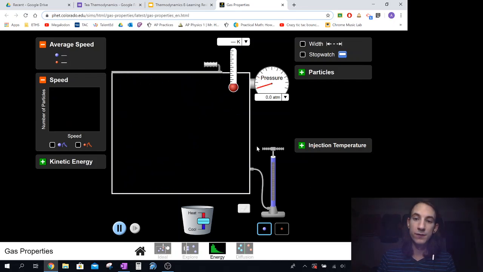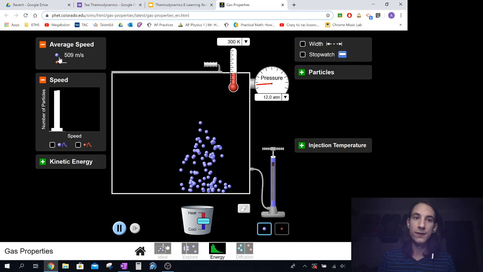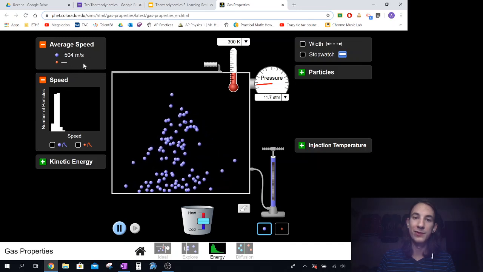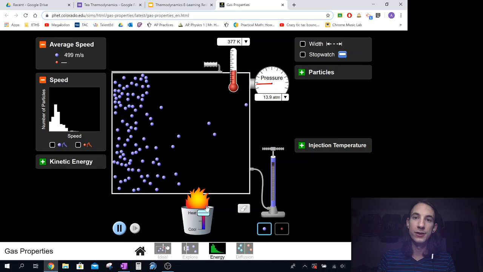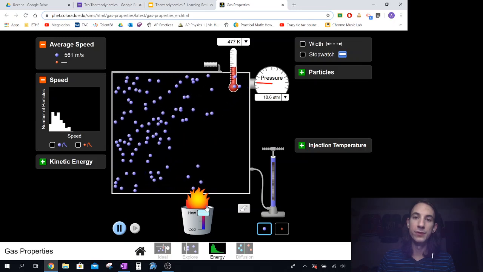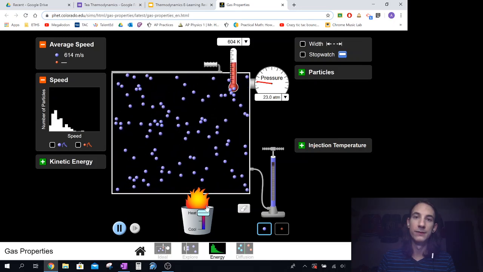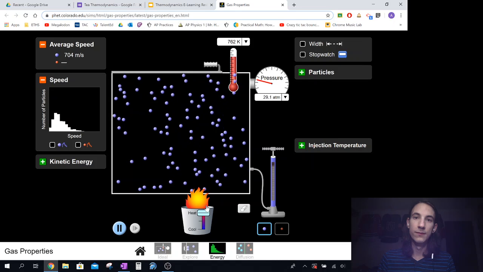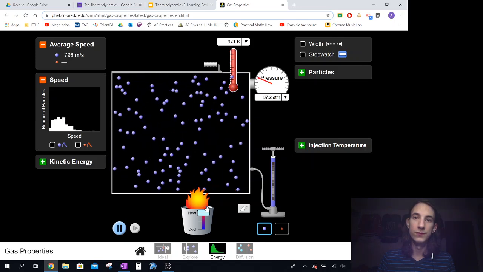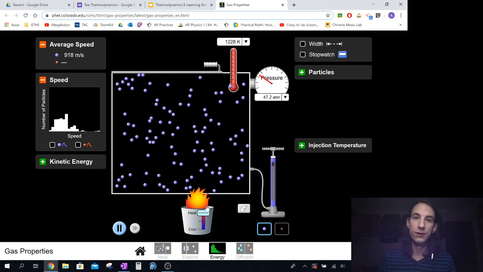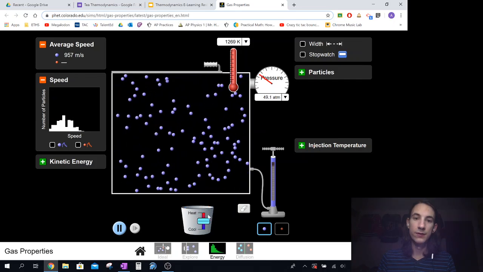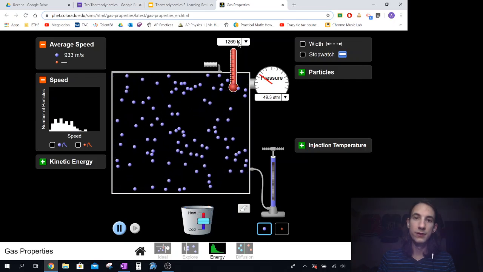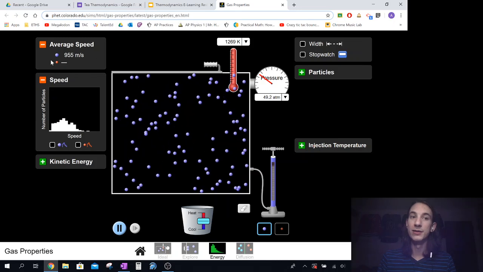So if we started off again, let's see, two pumps. They started off at about 500 meters per second. I increase the temperature. Let me double the temperature. Or maybe I'll quadruple it. I'll go up to 1200. I missed it a little bit. But yes, increase the temperature and the speed goes up.